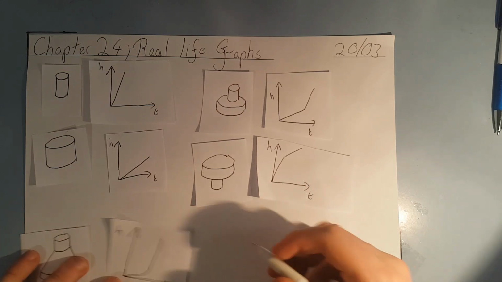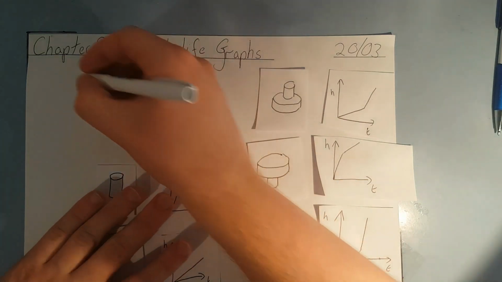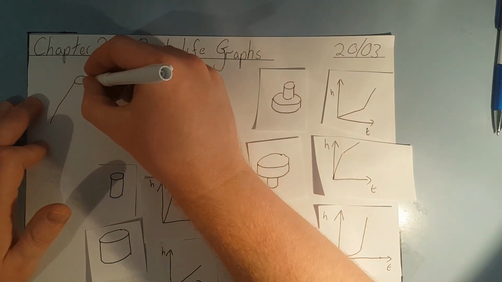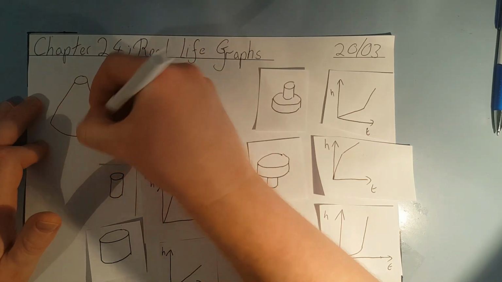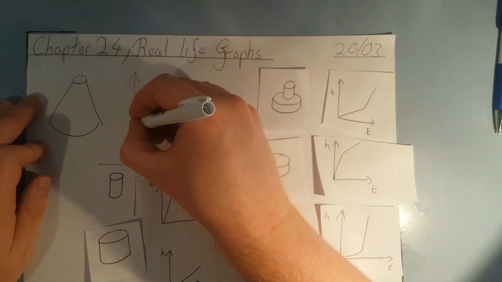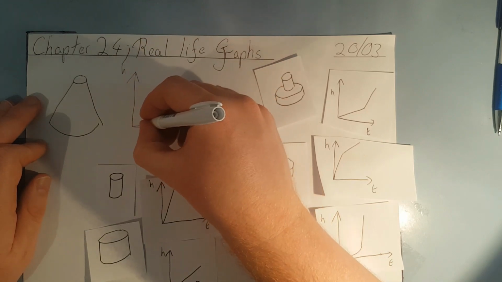So if we had something, just to put these aside for a second, just like this, a simple kind of cone with a cut off top, we would expect that to fill with a curve like this.